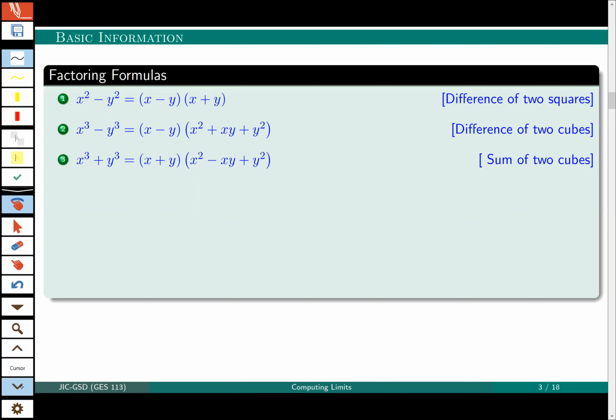The next rule, we have the sum of two cubes, which is the first cubed plus second cubed. As I said, just in a few seconds, this is a plus, that will be the same. But now here it will alternate, which means plus, then minus, then plus. So it's the first plus second, times first squared minus the first times the second plus second squared.